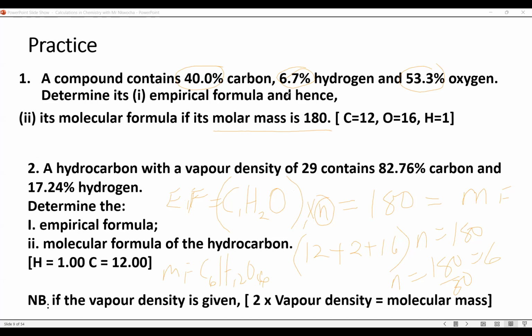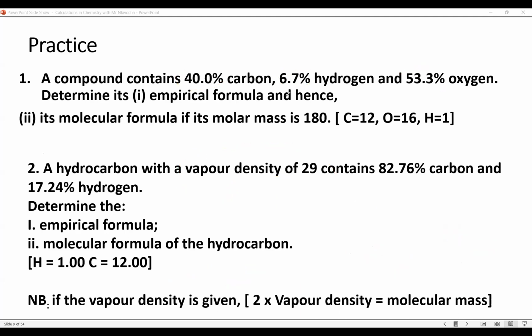Now, the only difference here is that in this one, I'm giving you vapor density. I will give you vapor density instead of molecular mass, just for you to know that there's a relationship. So you can convert that vapor density to molecular mass using the formula at the bottom, and you are fine. That's easy. Let's move on.